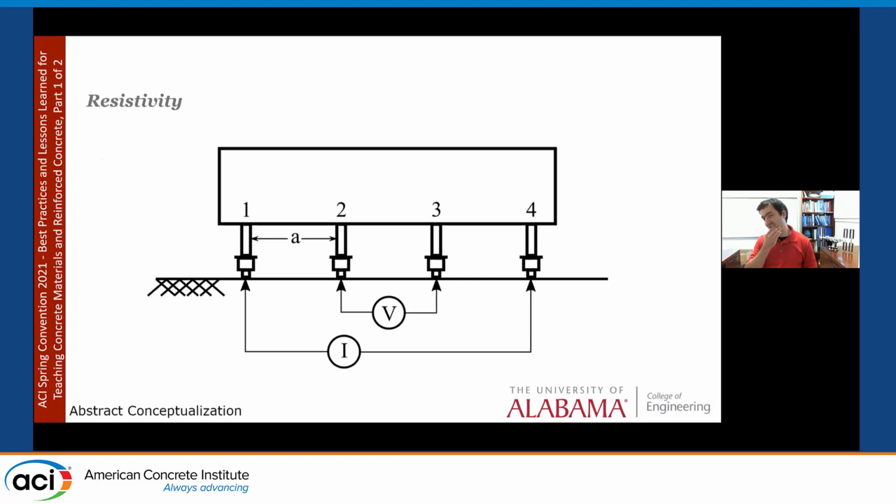Okay, resistivity. You would teach this in the classroom, say, all right, here's our Wenner probe. We put a known current, we measure voltage, V equals IR, we get resistance, we convert to resistivity through geometry. Okay, so that's the abstract, that's the theory.